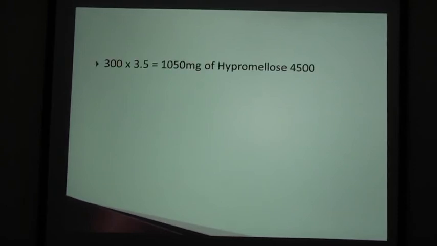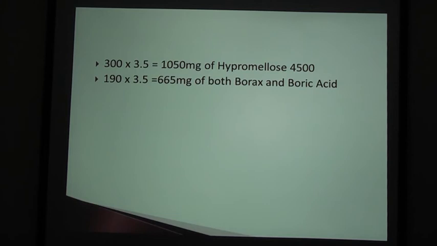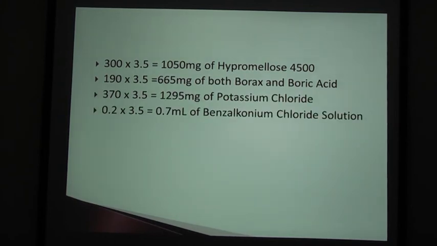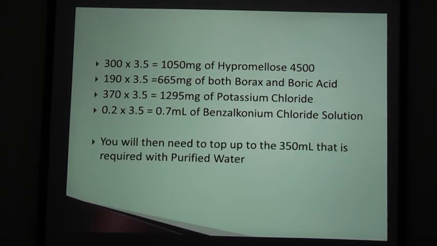If I do the 300 by 3.5, the 190 by 3.5, 370 by 3.5, 0.2 by 3.5. That gives me all the amounts I need for all the individual ingredients. Remember the units. Always remember the units. They're there, and make sure they stay there. You'll then need to top up to the 350 ml that is required for the purified water. So again, another way of getting to the end.